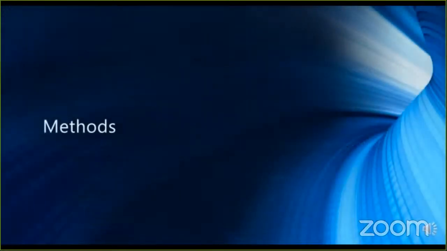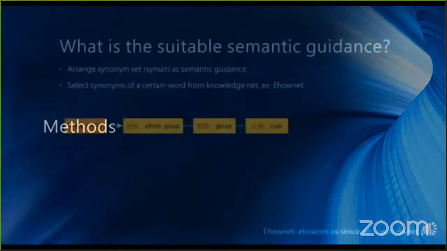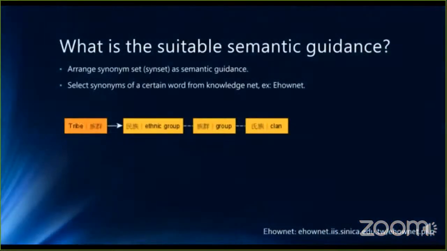Let's dive deeper into the detailed methods. We mentioned semantic guidance earlier, but what is the proper semantic guidance? In this paper, we arranged synonyms of a certain keyword as semantic guidance. These synonyms were drawn from a knowledge network like WordNet. For example, if we want the generated response to include a concept like tribe, we can find the synonym words ethnic group, and clan in WordNet. These synonyms are then arranged as a synonym set, or synset, and work as semantic guidance in this paper.